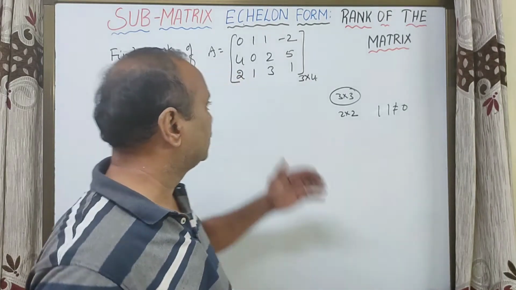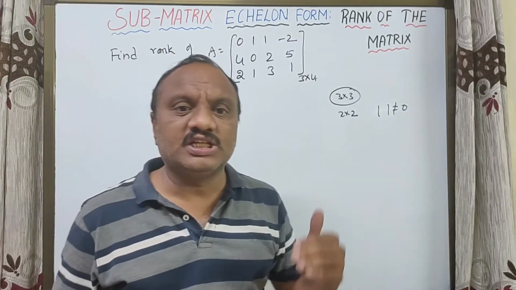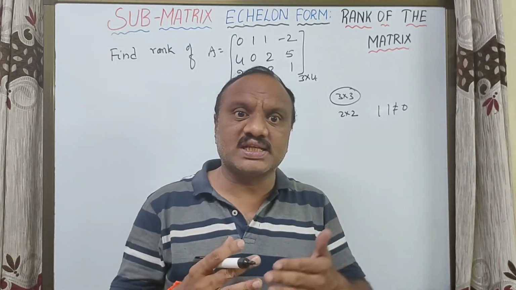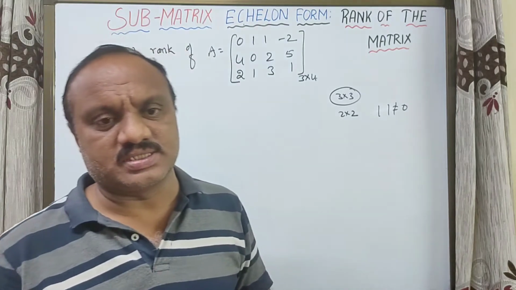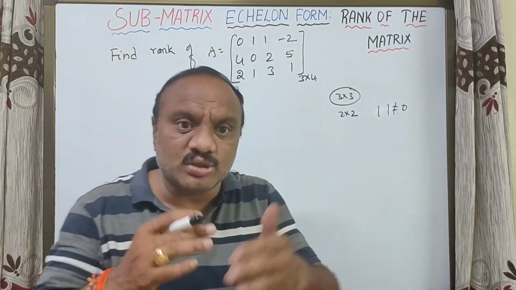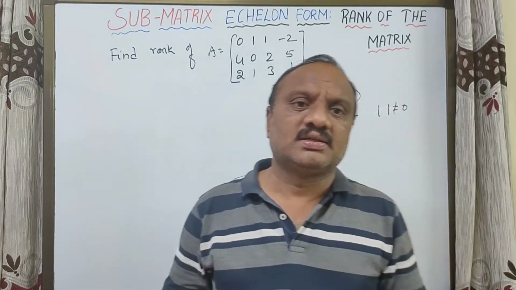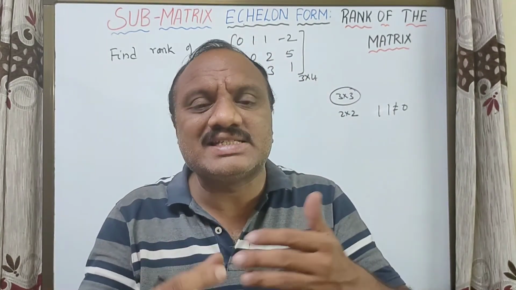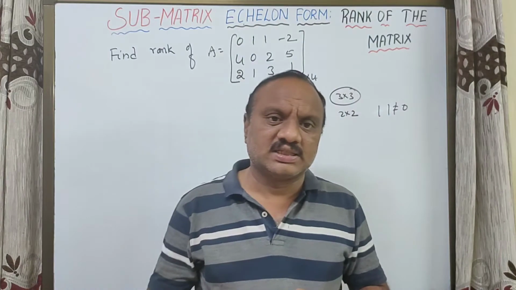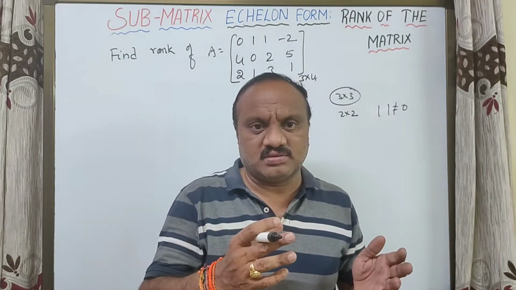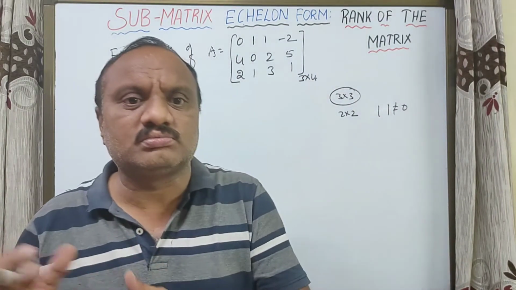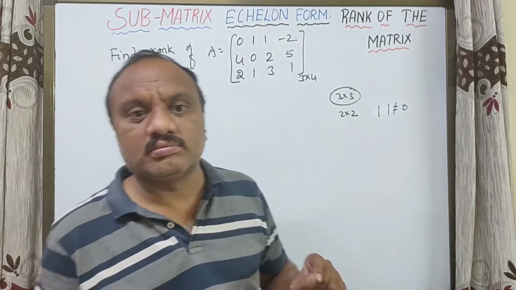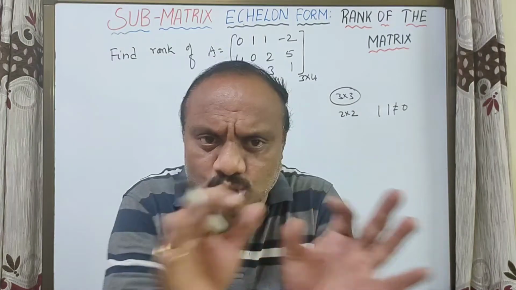We convert this matrix into echelon form or normal form by using elementary row operations. What are the elementary row operations? Interchanging of rows, multiplication with some constant to the elements of any row. Use only elementary row operations.